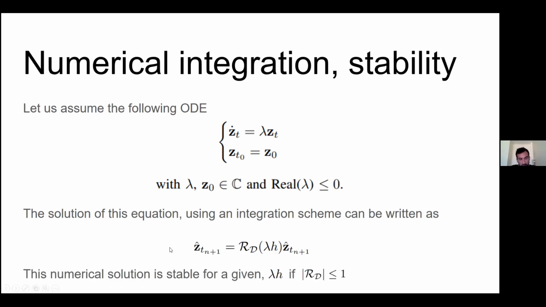And the numerical solution is stable whenever the stability function, for values of lambda h, is inferior to 1. This will mean that this numerical integration scheme is bounded when R is equal to 1, which corresponds to real lambda equal to 0. And when real lambda is negative, R is below 1, and it also goes to 0. So it does not diverge, and the numerical integration scheme is stable.